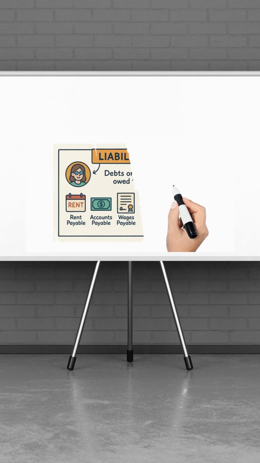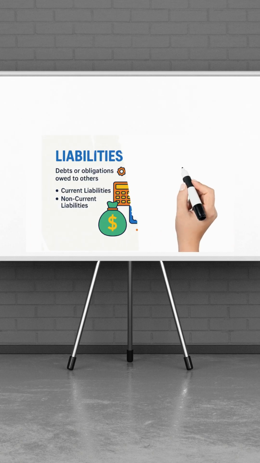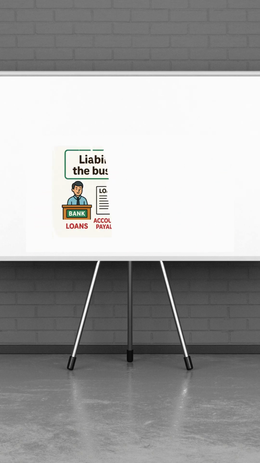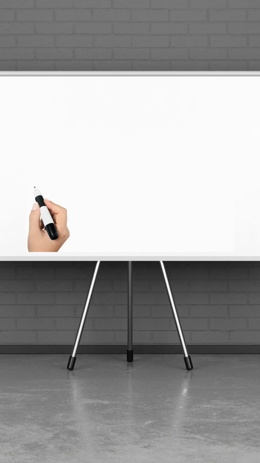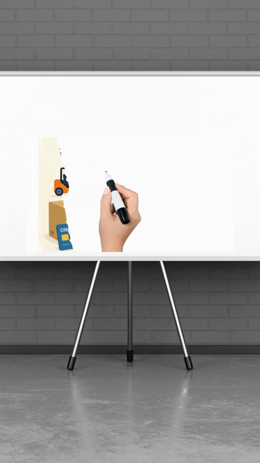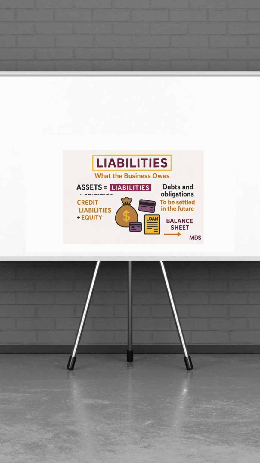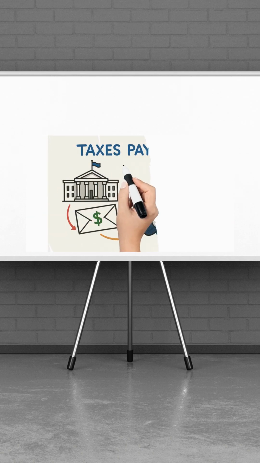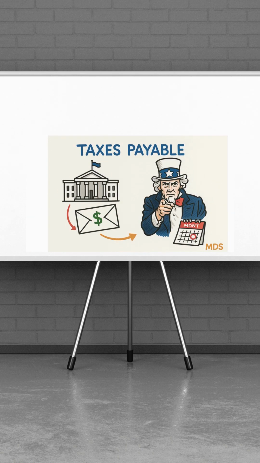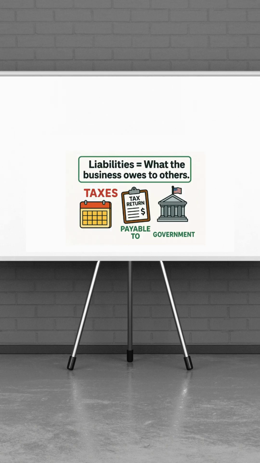Next, we have liabilities. This is the other side of the coin. Liabilities represent what your business owes to others. These are your financial obligations. Common examples include loans from a bank, bills you need to pay to suppliers, which are called accounts payable, balances on your company credit cards, and of course, the taxes you owe to the government. Liabilities are essentially promises to pay someone in the future.